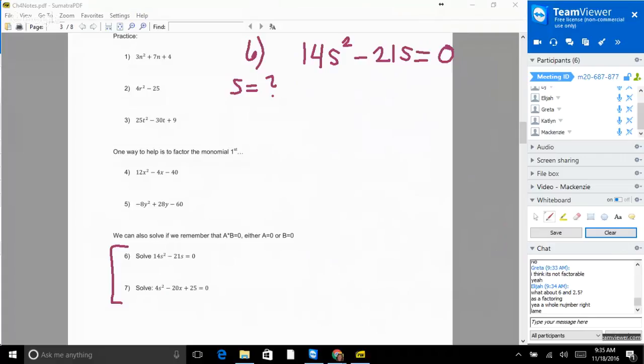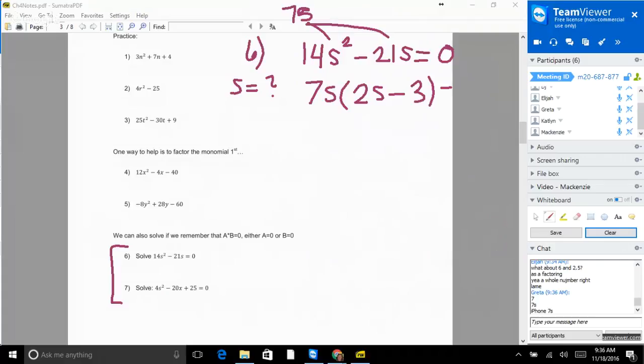So we have 14s squared minus 21s. The first way to factor something is just to pull something out. That's actually factoring as well. So what I can say is that 14s squared and 21s both have a 7s in common. Yep, 7s. They both have a 7s in common, right? So we can actually pull 7s out of both of these. So if I pull 7s out of 14s squared, I'm left over with 2s. And if I pull 7s out of 21s, I'm left over with -3 equals 0.